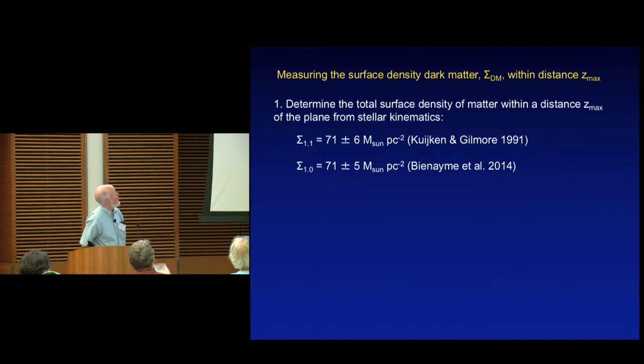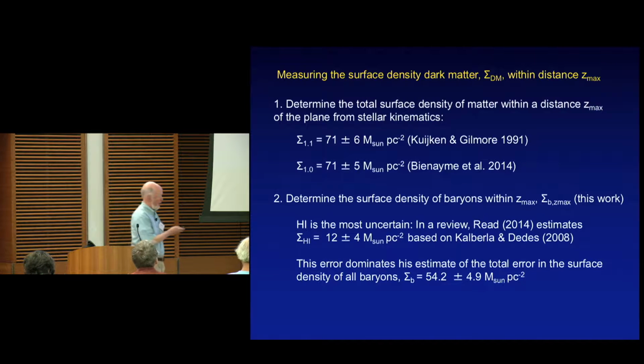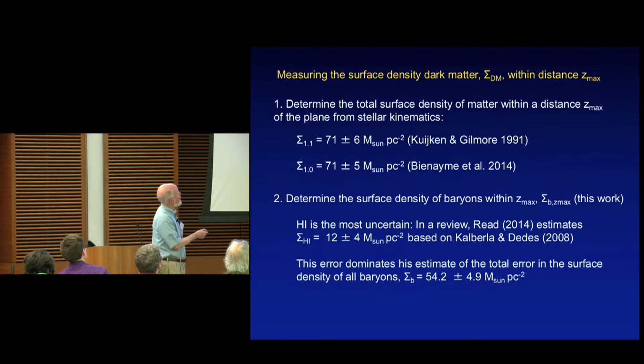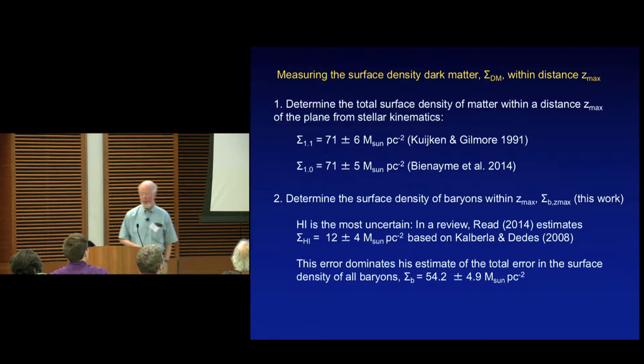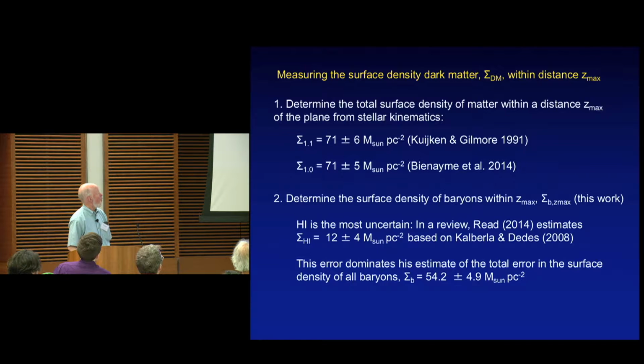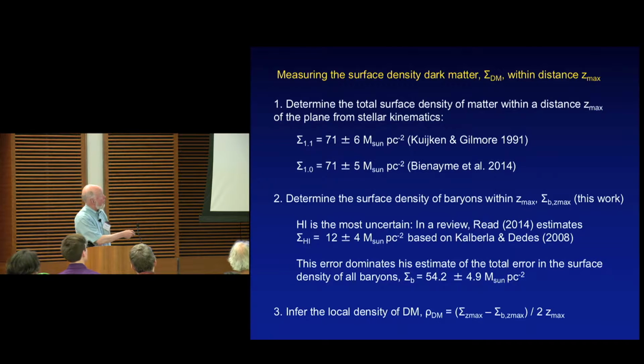If you then determine the surface density of the baryons within that distance, it turns out the H1 is the most uncertain. In a recent review, Reed estimated this surface density around 12 plus or minus 4 solar masses per square parsec, based on the lab data by Calberla and Dickey. And this error, as you can see, dominates the error you got for the total for the baryons. Once you know the amount of the total mass, the baryons, you subtract them and divide by the distance, and then you can get the dark matter density. So let's start.